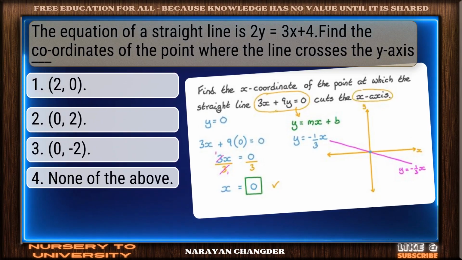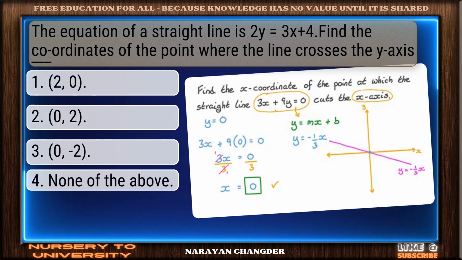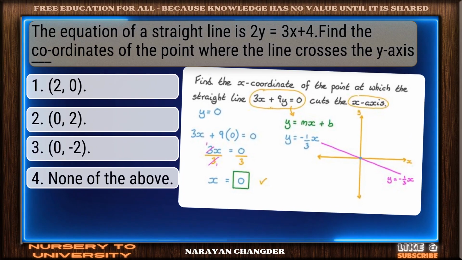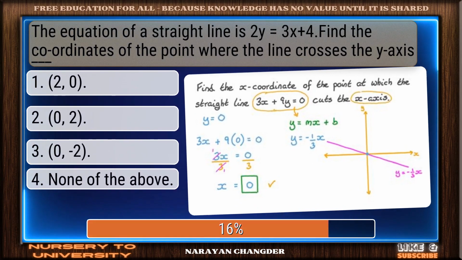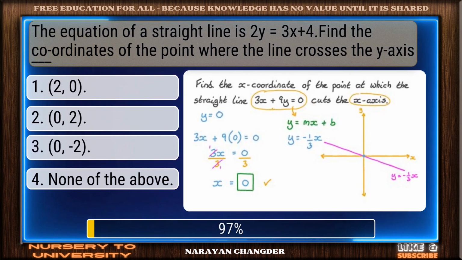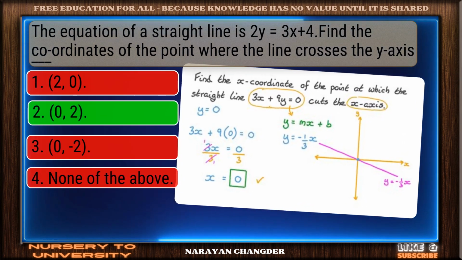Question number 30. The equation of a straight line is 2y equal to 3x plus 4. Find the coordinates of the point where the line crosses the y-axis. Correct response is the most accurate answer.